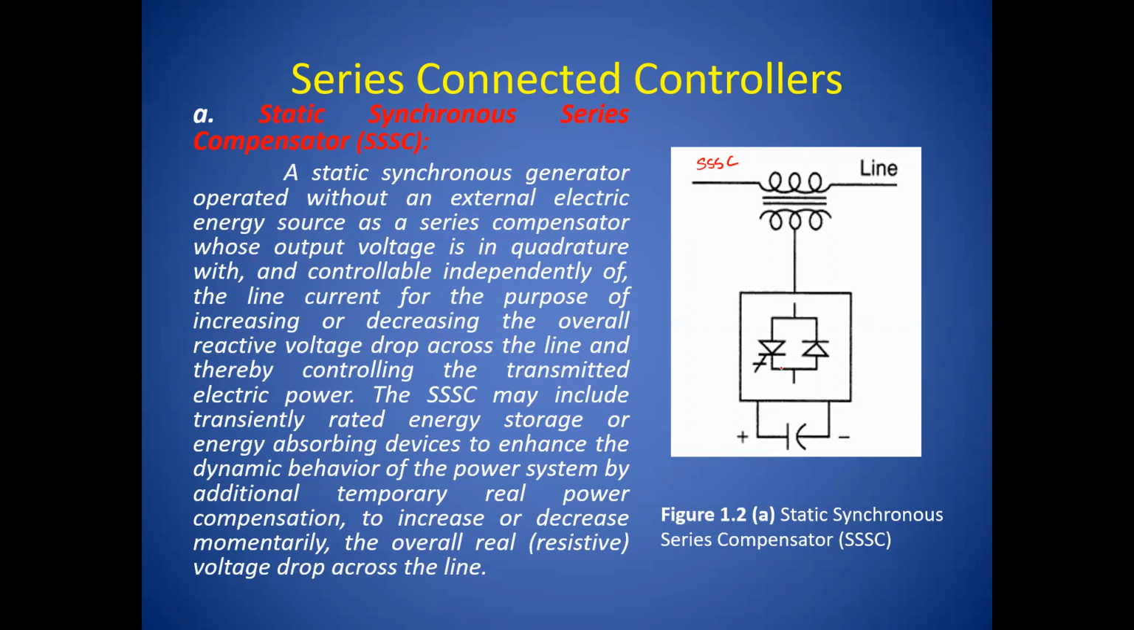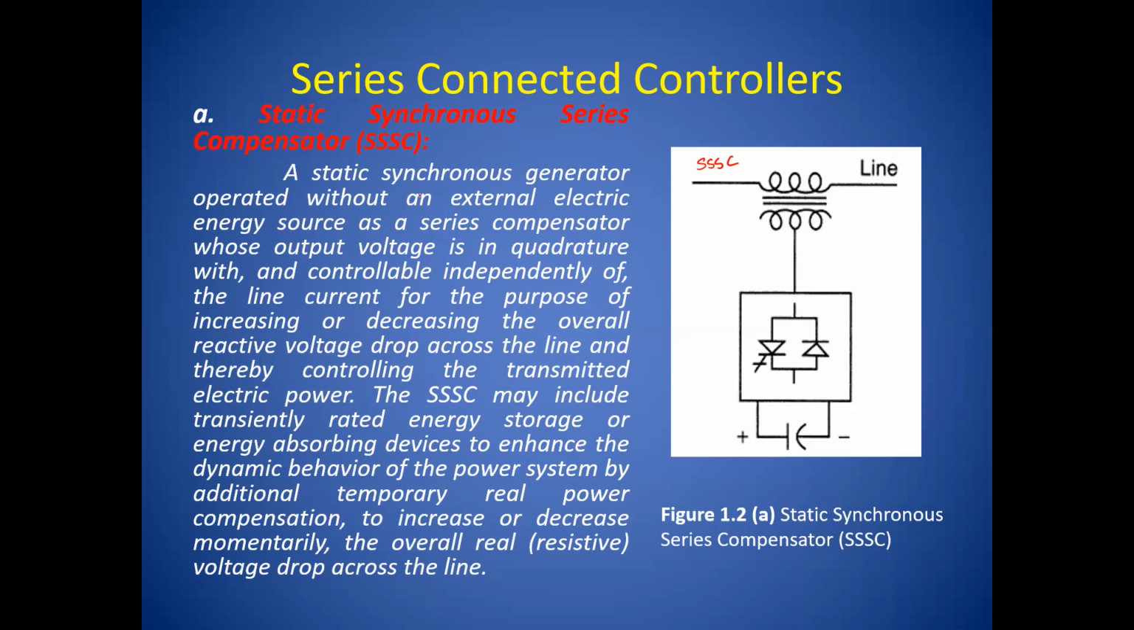Again, similar to the STATCOM, there are two types of controller. One is based on the voltage source converter, and the second is the current source converter. Here also there are two types. Either it is a voltage source converter or a current source converter, and one more when it is connected with some storage system, which may be a capacitor or a superconductor device. This is used to improve the dynamic stability of the system.